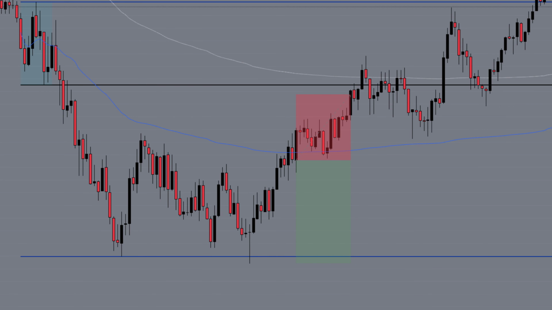Has this ever happened to you? You spot what looks like a perfect bounce play, only for it to break your key level and continue in the direction that you don't want it to go. Well, this happened to me today, and it's not like it was a bad trade, it just didn't work out.